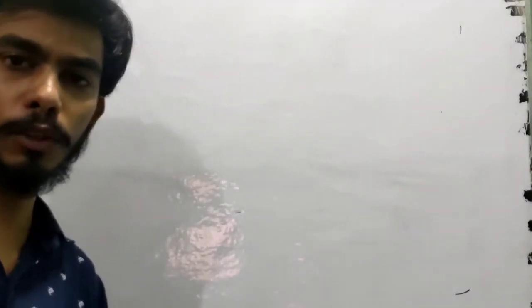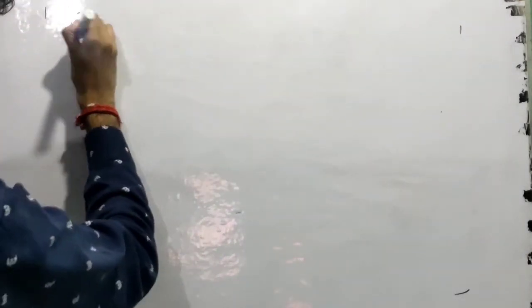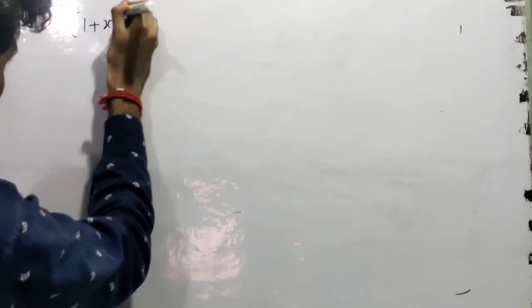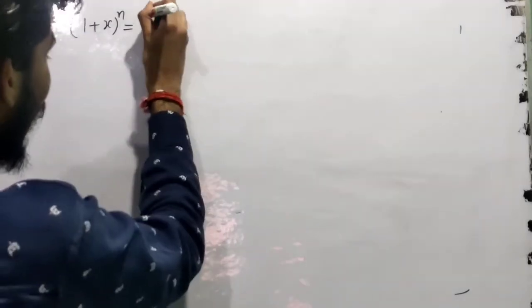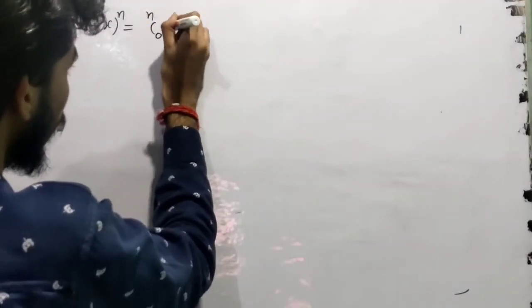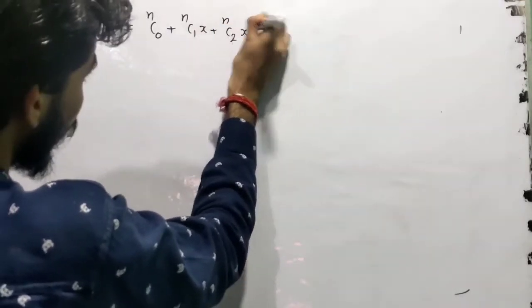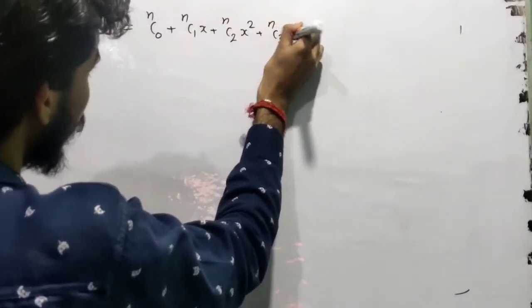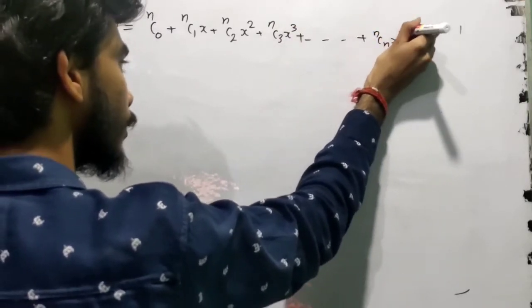Today I am going to make a video on the binomial theorem, on the properties of binomial coefficients. So let us see how I am going to use binomial expansion. First of all, as we know, the expansion of (1 + x)^n is nC0 + nC1 x + nC2 x² + nC3 x³ + ... + nCn x^n.